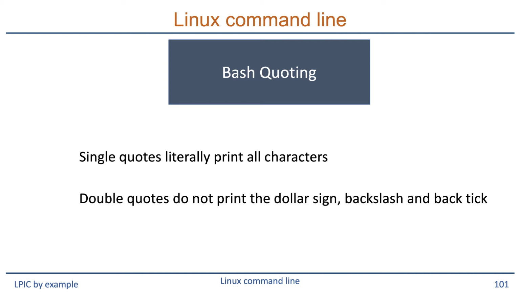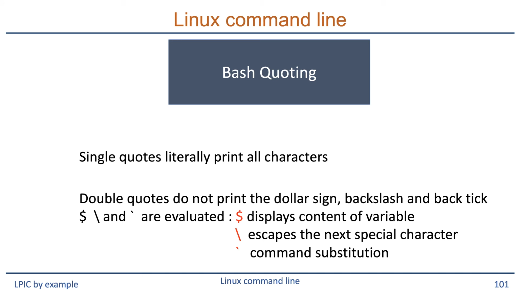Single quotes are stronger, so to say, because single quotes take away the meaning of any special character and simply print it the way it is. Not so with double quotes. Double quotes do not print the $, the backslash, and the backtick. So again, single quotes literally print all characters, whereas double quotes do not print $, backslash, and backtick. These characters will be evaluated instead of printed. The $ sign displays the contents or evaluates the contents of a variable. The backslash escapes the next special character, and the backtick runs command substitution.